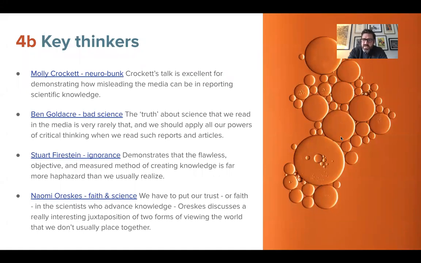The last one is a great talk as well by Naomi Oreskes, and I refer to this quite a lot because it's a really interesting idea. We think that the key way that we connect to science is logic-based, reason-based, based on the evidence, as I have said. But the fact of the matter is, and if you're like me, you're a bit of a crap scientific thinker. I mean, I love science. I love the idea of science more than being very good at science.